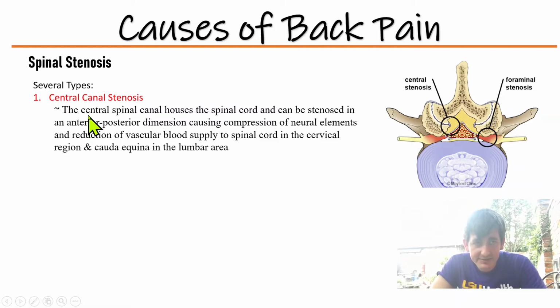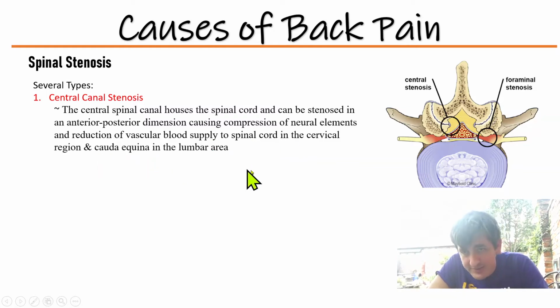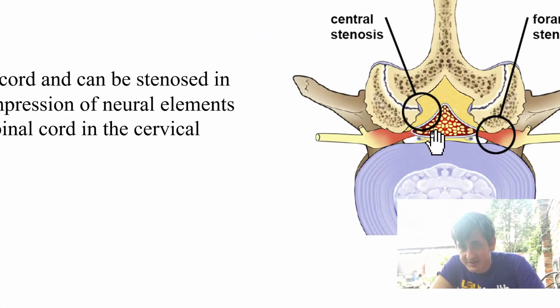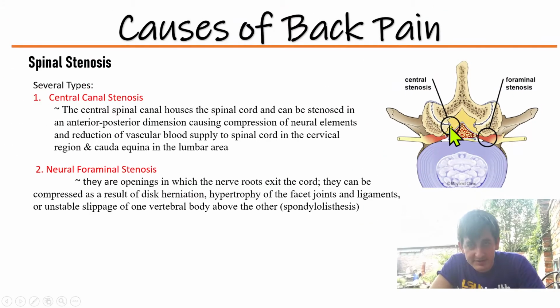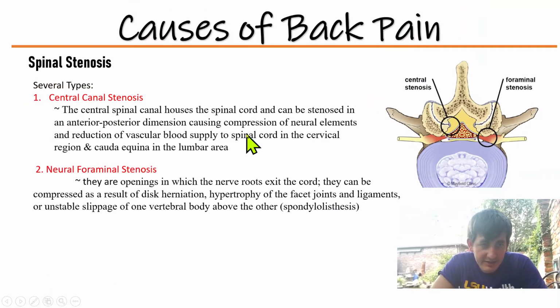All right, several types of spinal stenosis can occur. You can have a central canal stenosis, which houses the spinal cord and can be stenosed in the anterior-posterior dimension, causing compression of neural elements and reduction of vascular blood supply to the spinal cord in the cervical region, and to the cauda equina in the lumbar region. So here's our central stenosis. Not really sure what this picture is showing here, but it's crushing the spinal canal here more centrally.